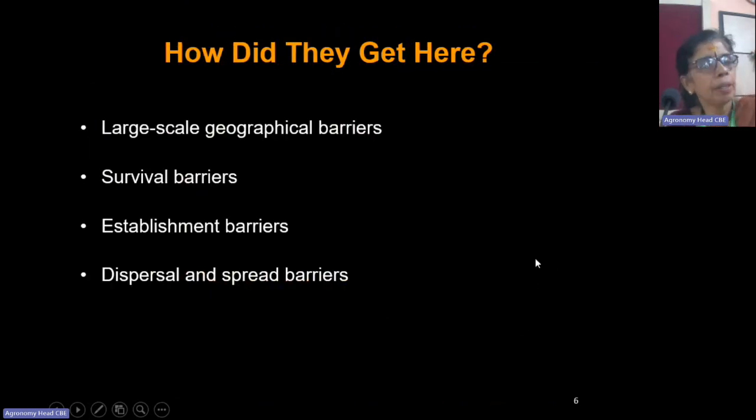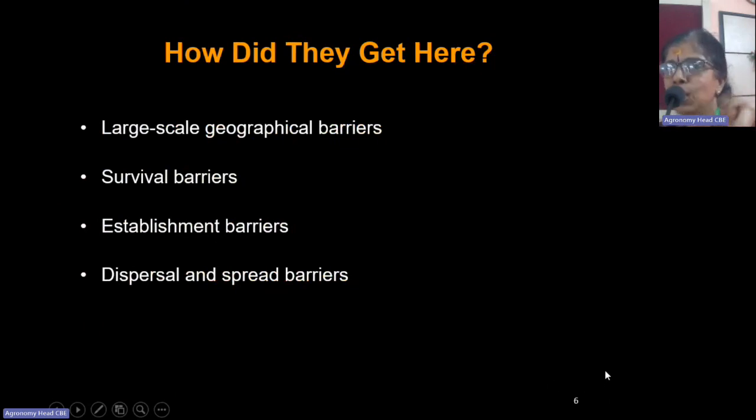So how do they come here? For a species to become invasive, it has to overcome some barriers. There are four types of barriers that an invasive species has to overcome. One is the large-scale geographical barriers.